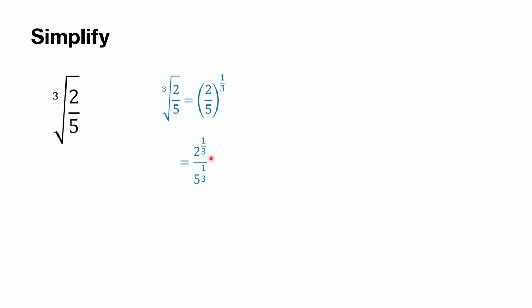Let's have another example. Let's simplify the cube root of 2/5. The cube root of 2/5 will have this one on the power. The power would be 1/3. So we can distribute that to both numerator and denominator so that we will have 2 raised to 1/3 over 5 raised to 1/3.